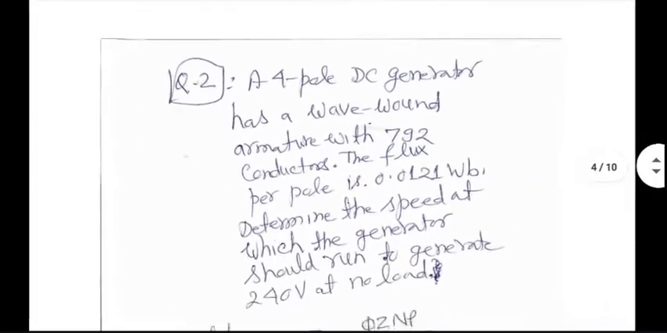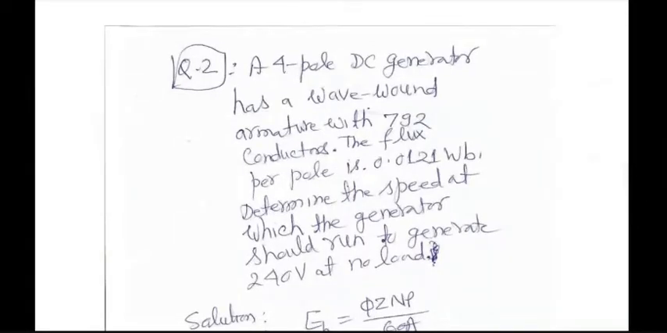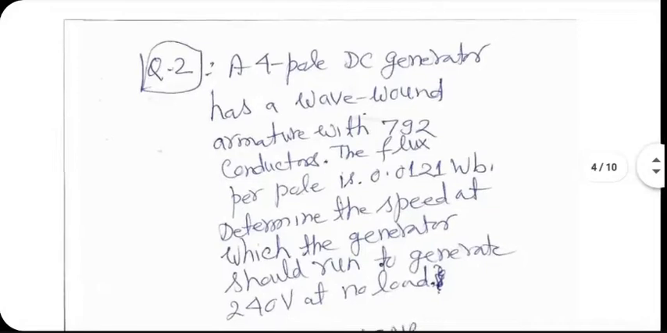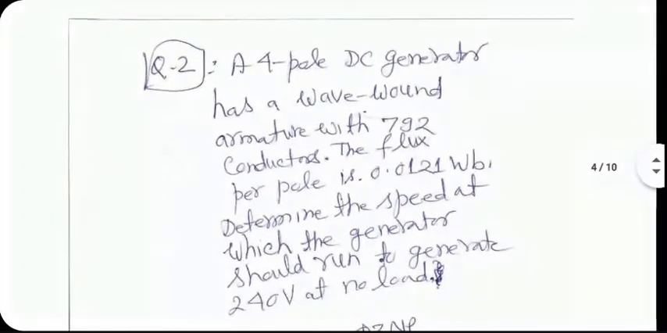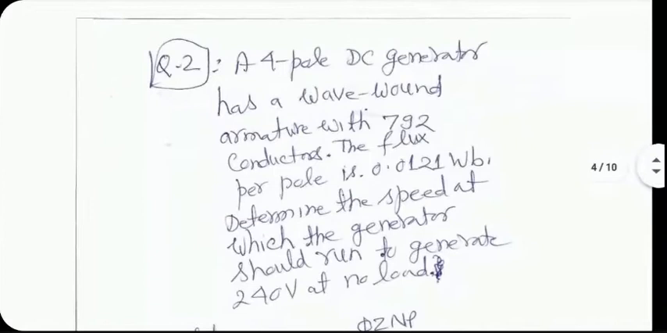Question 2. A 4-pole DC generator has a wave-wound armature. Remember, for wave-wound construction, number of parallel paths, capital A, is equal to 2. For lap-wound construction, number of parallel paths, capital A, is equal to the number of poles. This is something you should remember. The total number of conductors is 792. The flux per pole is 0.0121 Weber. Determine the speed at which the generator should run to generate 240 volt at no load. That means EB is 240 volt.